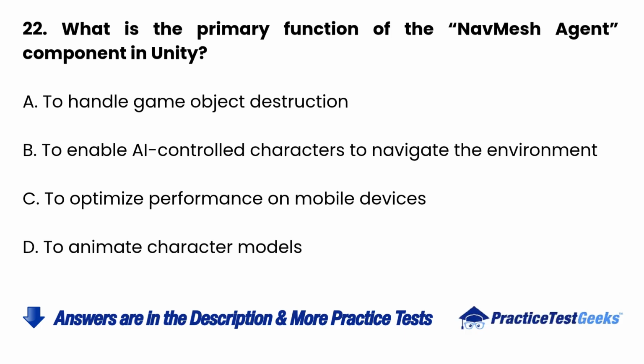22. What is the primary function of the NavMesh agent component in Unity? A. To handle game object destruction. B. To enable AI-controlled characters to navigate the environment. C. To optimize performance on mobile devices. D. To animate character models.